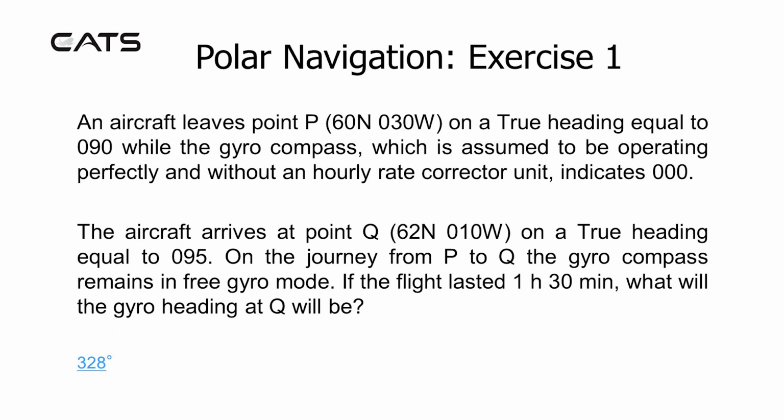There's a couple of things going on in this question. There's Earth rate, the movement of the Earth. There's movement of the aircraft, and not just for 1 hour, it's 1 hour and 30 minutes. And also, the initial heading was 090 and the final heading was 095, so there's a 5-degree correction to be applied at the end. Let's have a look at the formulae for this.